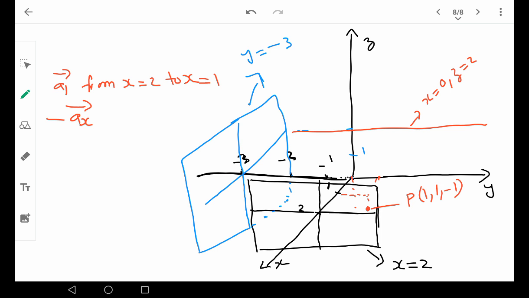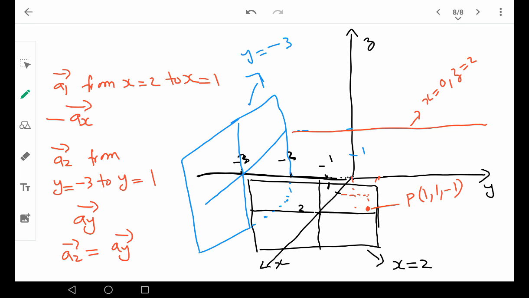Similarly, if you take the case of the unit vector a2, you see if you take that plane, it is from y equal to -3 to y equal to 1. Smaller value of y to larger value of y. So it is in the ay direction, right? So you can say a2 equal to ay, right? Understand?